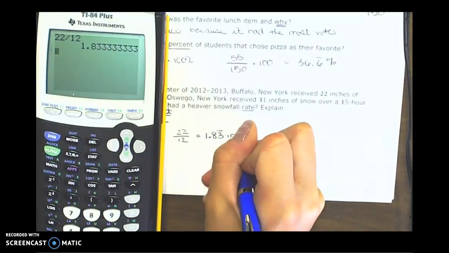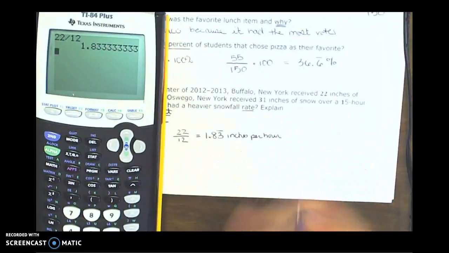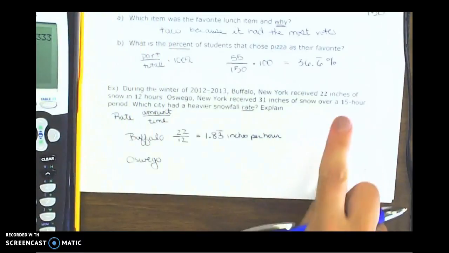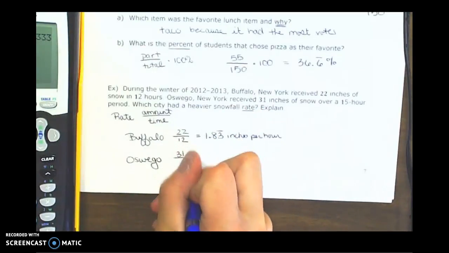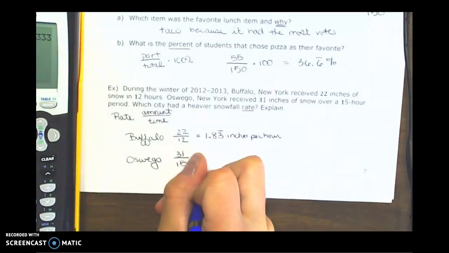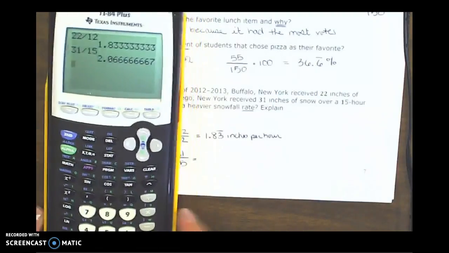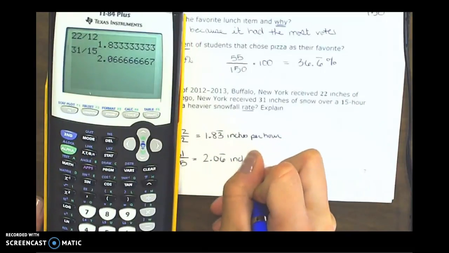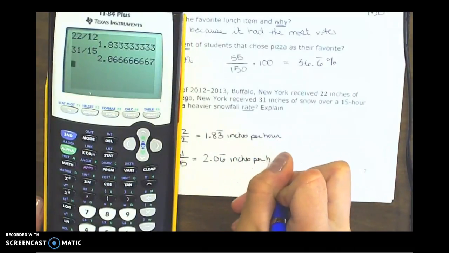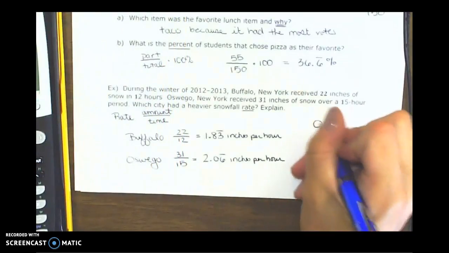And then it would be inches per hour. Now let's take a look at Oswego. So they're 31 inches over 15 hours. So we plug that one in, 31 divided by 15, we get 2.06 repeating inches per hour. So who had this heavier snowfall?